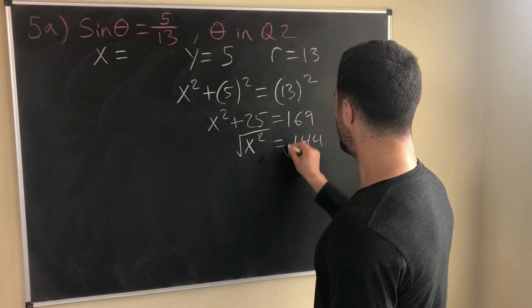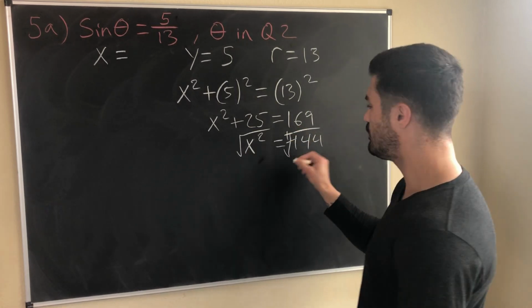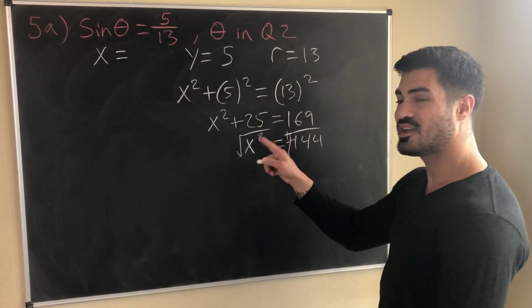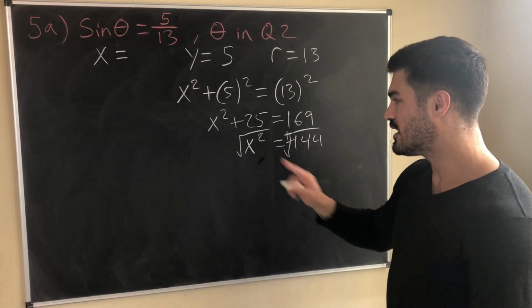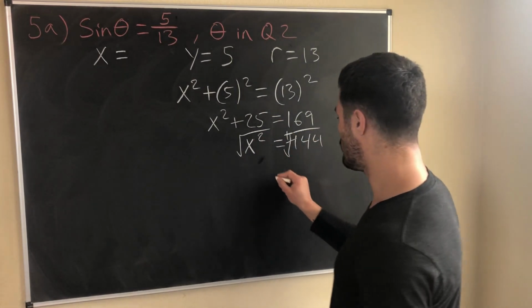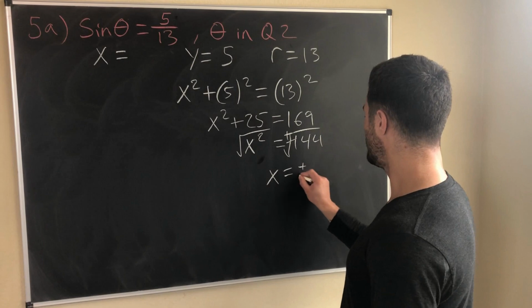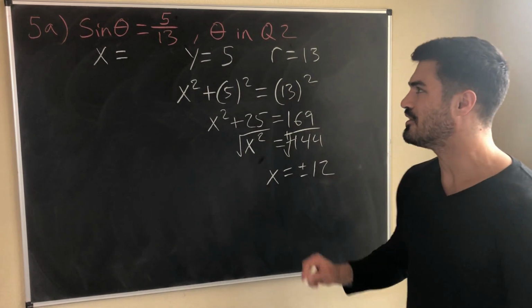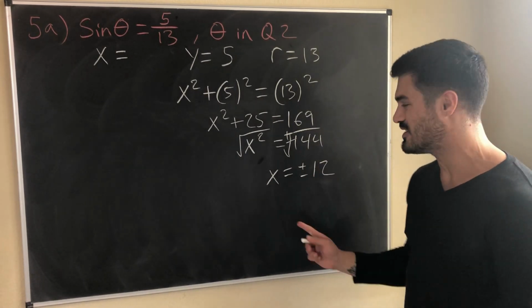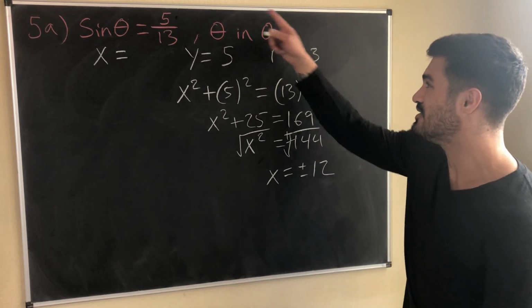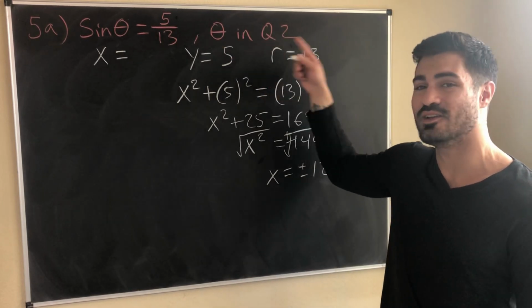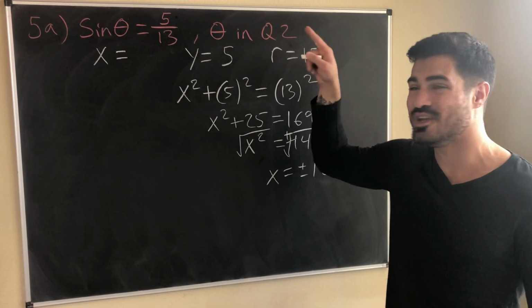But when I square root both sides, what do I have to do when I square root? Plus or minus, right? Because I can square 12 or negative 12 and get 144. So I have x equals plus or minus 12. So wait a minute, I have 2 different values for x. This doesn't make sense, right? So this is really when this information comes into play, theta in quadrant 2. And this right here is why we need that information.